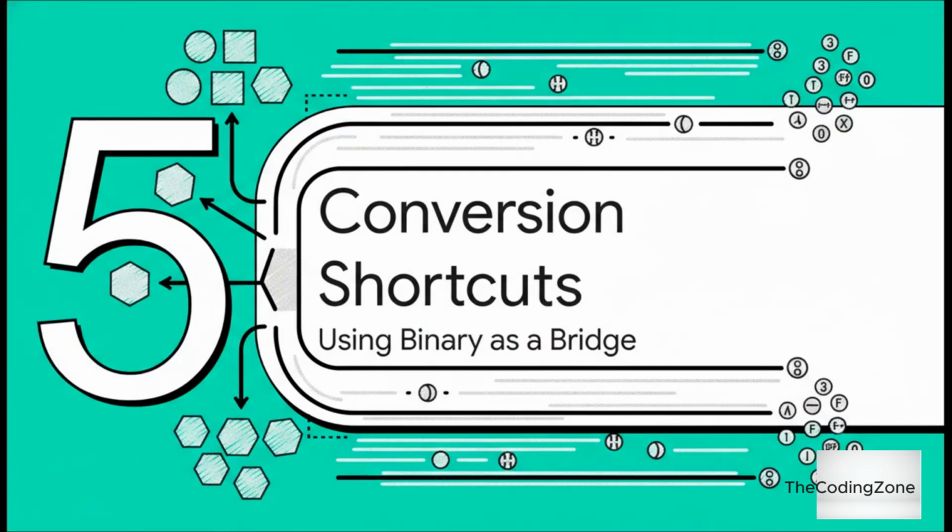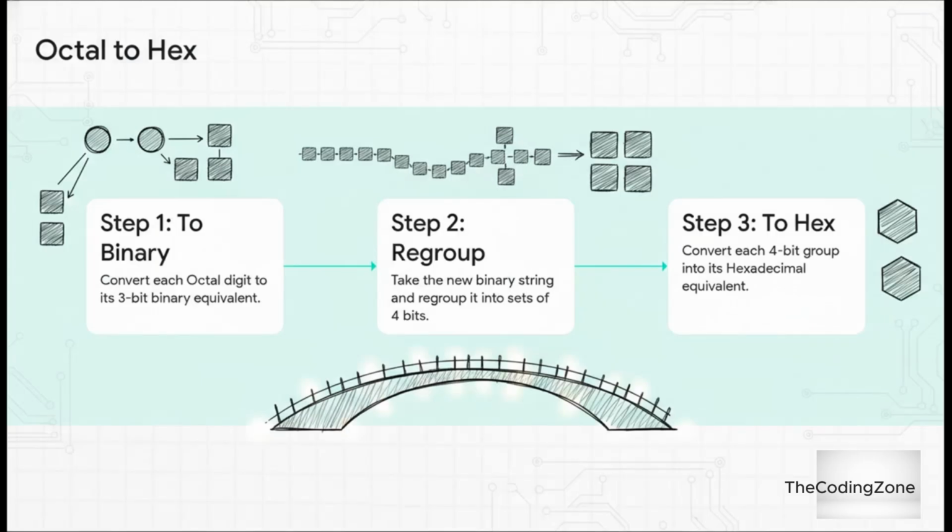Okay, this is where it all clicks together. Once you understand these grouping tricks, you start to see binary as this kind of universal translator, a bridge that connects all the other systems. So, what if you need to go from octal to hexadecimal? You don't need some new, complicated rule. You just take the easy path through the middle. First, you turn each octal digit into its 3-bit binary version. Then you take that new long binary string and you just regroup it into sets of 4. Convert those new groups to hex and you're done. You see, binary is the bridge.